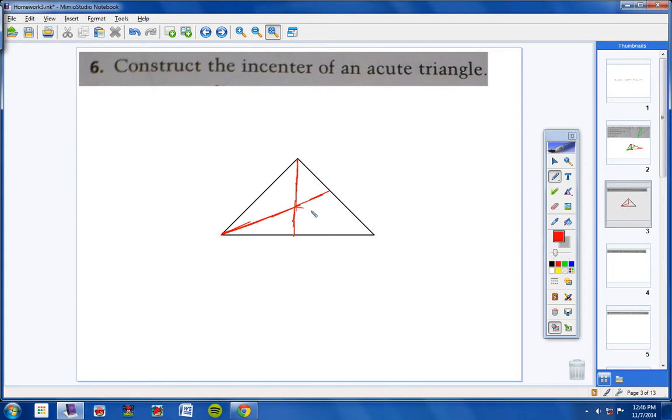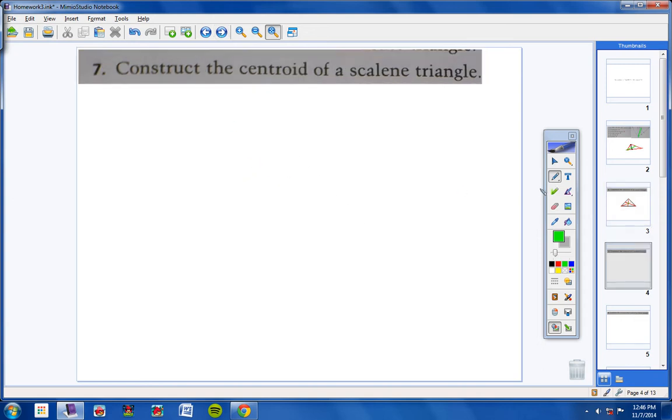And then we're going to cut this angle in half right over here. And there we go. We constructed the incenter right here. Okay, moving on to number 7. Construct the centroid of a scalene triangle. So here we go. Scalene means no sides are congruent.